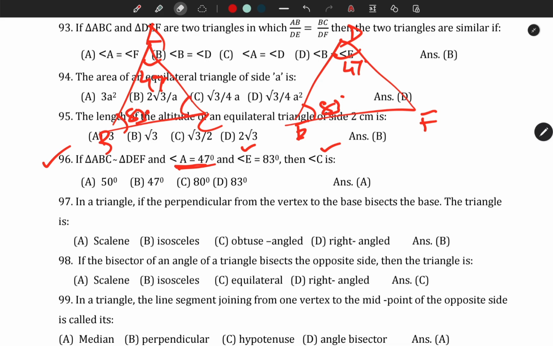So we'll use the angle sum property. 47 and 83 makes 130. 130 plus how much makes 180? 130 plus 50 makes 180. So the third angle will be 50, that is angle C is 50 degree. So our correct option is A, 50 degree.